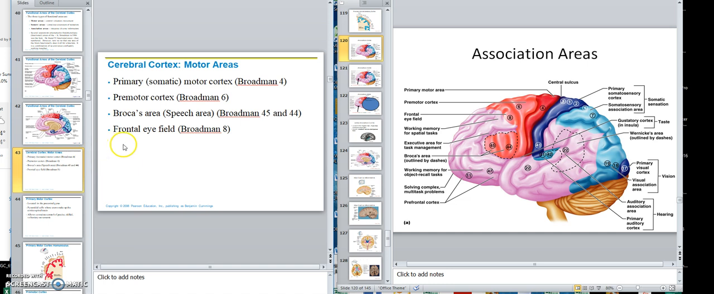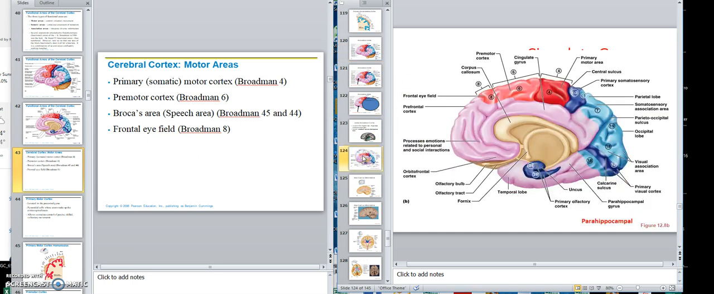Then we have the frontal eye field, which is an 8. See if I can find that 8 for you. There it is. That frontal eye field, this is half the brain. That's the area that helps you, if an object is moving, to attempt to follow that object. Okay? And so that's what you're looking at there.